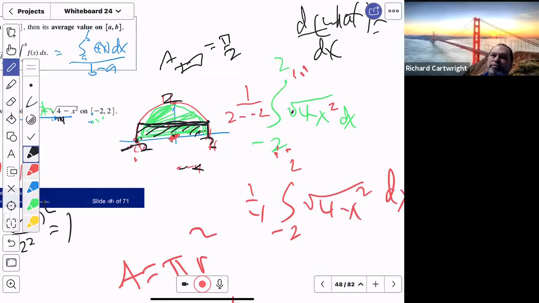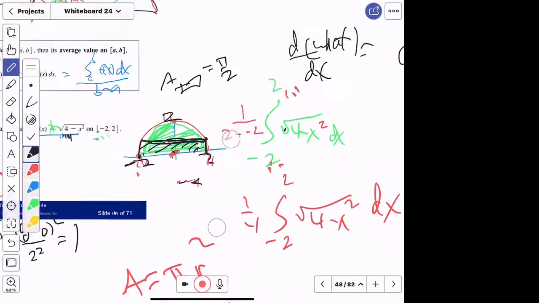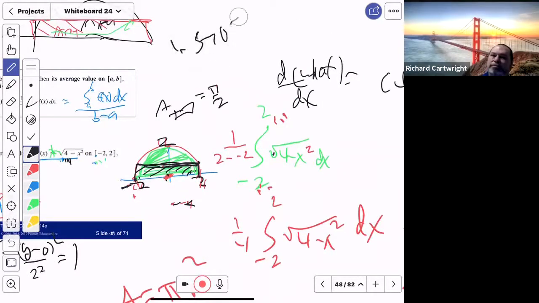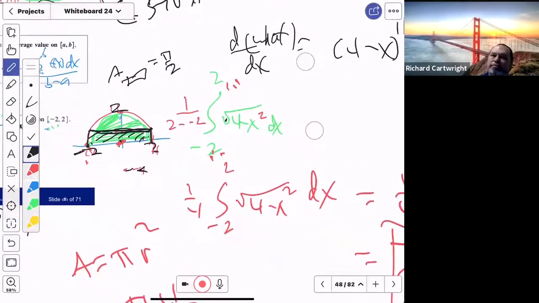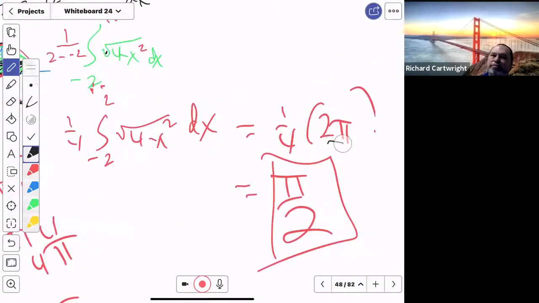1.5 something? It's 1.5707. I'm just curious, if you times that by 4, oh wait, that was pi over 2? If I times that by 4, what would you get? I'm just curious. 6.28. That's 2 pi. Oh, that's what I had. That was my area of that half the circle, 2 pi.